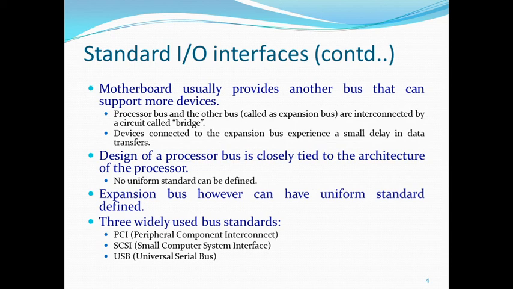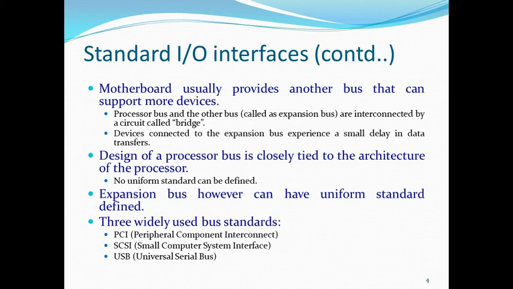The two buses are interconnected by a circuit, and that circuit is known as a bridge. Suppose there are two buses, those buses are interconnected by a circuit. So that circuit is known as a bridge. That bridge translates the signals and protocols of one bus into the other bus. The devices that are connected to the expansion bus appear to the processor as if they were connected directly to the processor's own bus. The only difference is that the bridge circuit introduces a small delay in data transfer between the processor and the other devices.